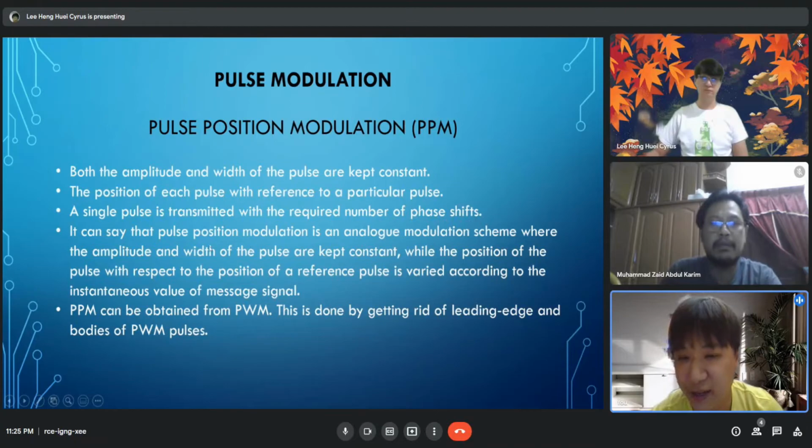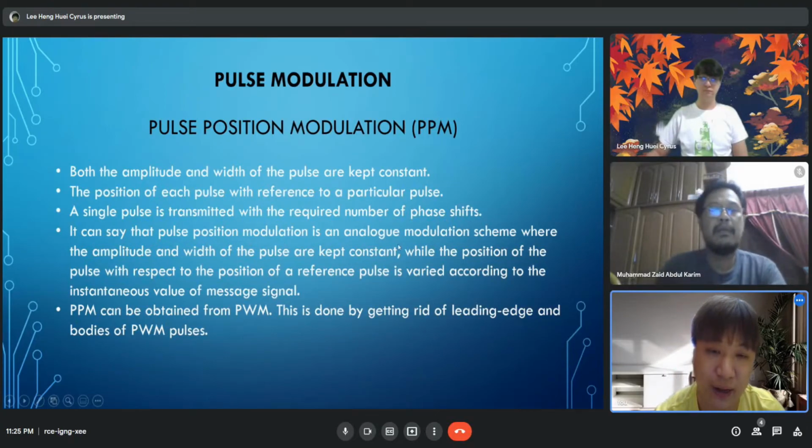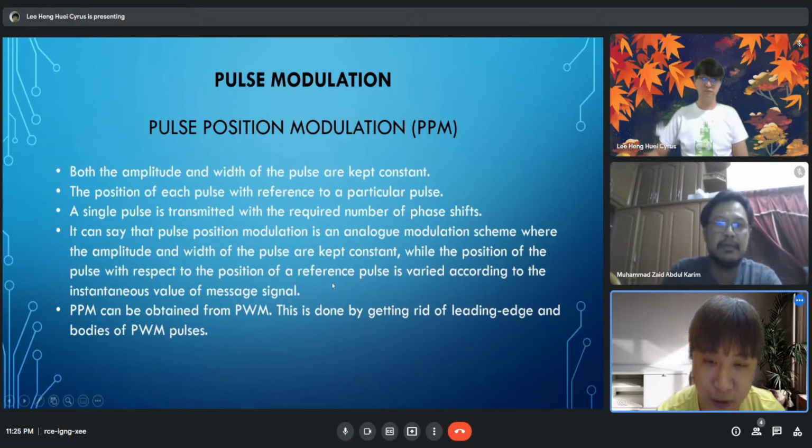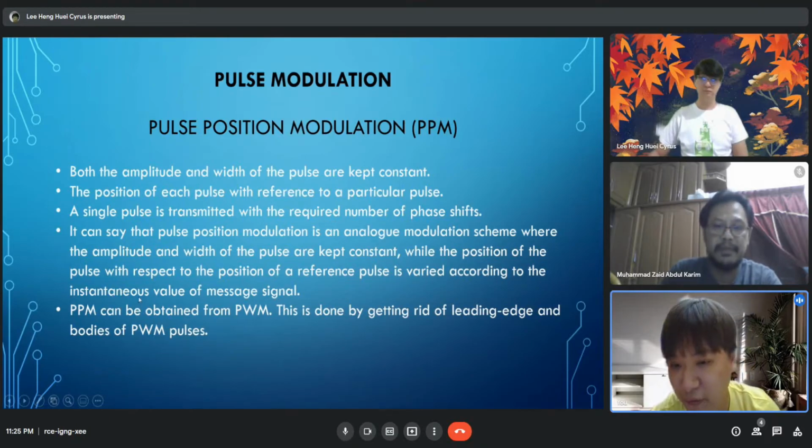It can be said that pulse position modulation is an analog modulation scheme where the amplitude and width of the pulse are kept constant, while the position of the pulse with respect to the position of a reference pulse is varied according to the instantaneous value of the message signal. PPM can be obtained from pulse width modulation. This is done by getting rid of the leading edge and body of the PWM pulses.